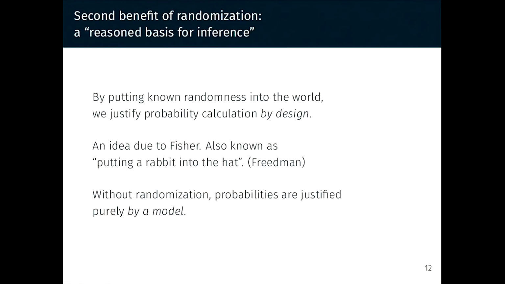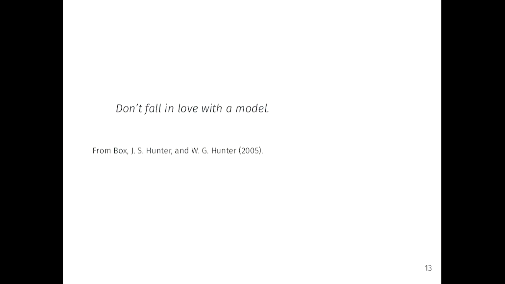This idea goes back to Fisher. It was also called putting a rabbit into the hat, as I know Professor Stark talked about, by David Freedman. Without putting randomness into the world, you're allowed to assume some randomness by positing a model. And those models always rely on assumptions that are difficult to check and can really lead you astray. So I remind you of this quote from Box, Hunter, and Hunter: don't fall in love with a model. It may be very mathematically complicated, maybe mathematically elegant, it may be very plausible, but it can lead you astray.